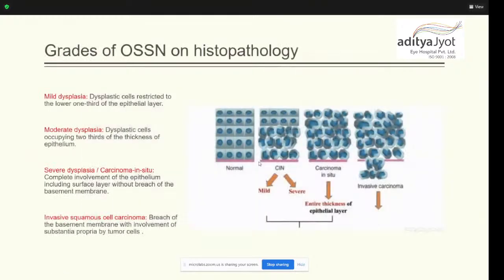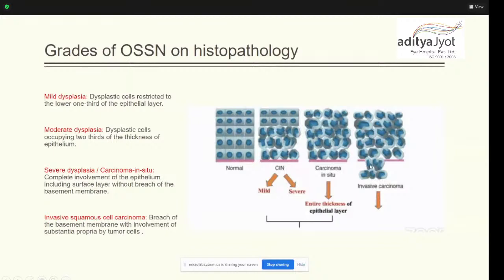So grades of OSSN: many times, PGs get confused with these grades also. It's very, very important. Look at these pictures. It's very important to classify it as mild dysplasia, moderate dysplasia and severe dysplasia. Then carcinoma in situ. In carcinoma in situ, there is complete involvement of the epithelium, but there is no breach of the basement membrane. There's no breach at all, and that's very, very important. Up to this point it is classified as benign, and we don't start any topical chemotherapy after excision biopsy.